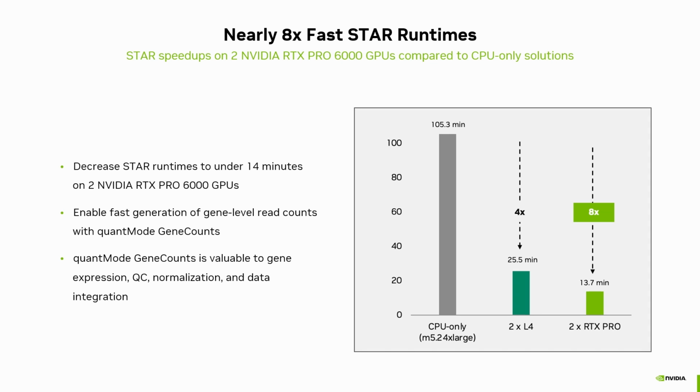Similarly with STAR and this new version of Parabricks, there have been speed improvements to STAR, so now STAR is 8 times as fast as its CPU counterpart, and it now supports this new quant mode for gene counts, which is going to be really critical for downstream analysis when you start to do QC and normalization. It's going to be really important to have those gene counts and to have them quickly.